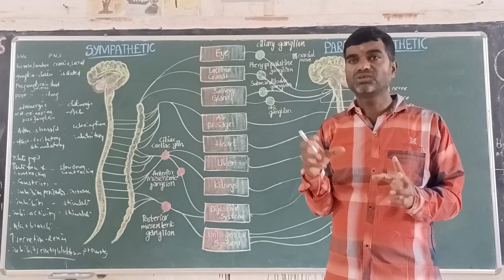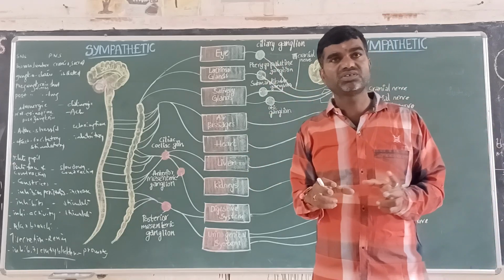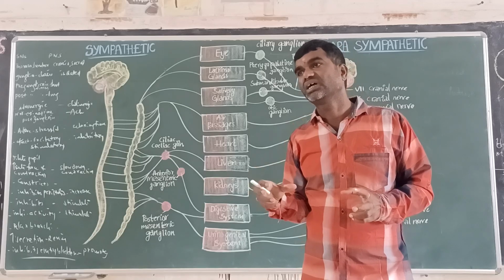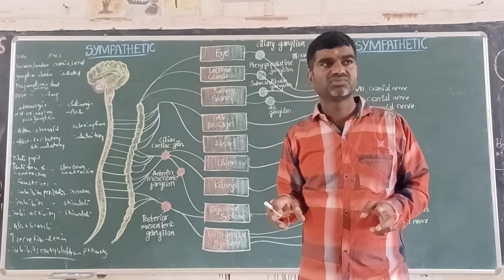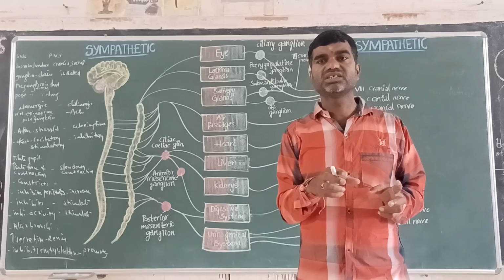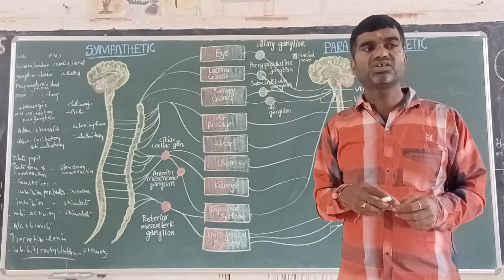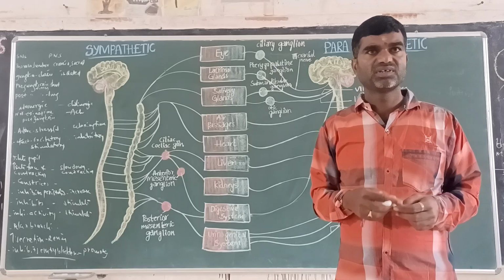So this is the mechanism of the sympathetic nervous system and parasympathetic nervous system. So this is called ANS. ANS means autonomic nervous system.